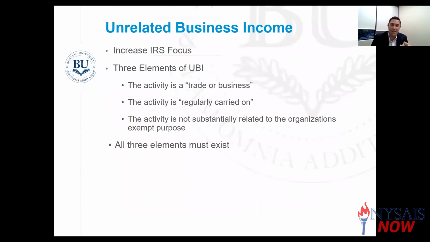The final example I'll give has nothing to do with a school, but I have a few museum clients and they have bookstores. Say I have a bookstore at a fine art museum. If they were selling books on Monet and Da Vinci and whatnot, to me, that would not be considered UBI. But if they turned around and started selling books on, say, science or education, something that had nothing to do with art, then I would caution them to rethink that and think about whether it goes into these three elements of UBI. Probably not substantially related to the organization's exempt purpose of running an art museum.